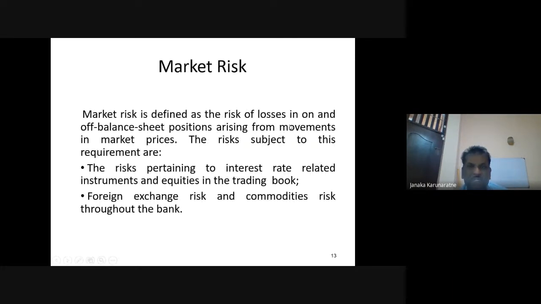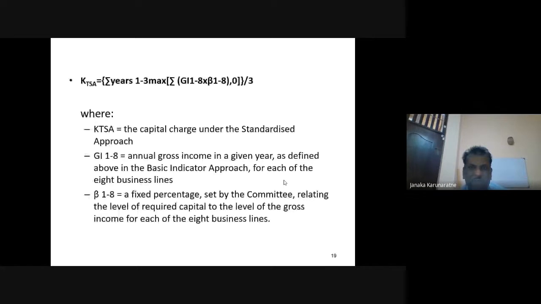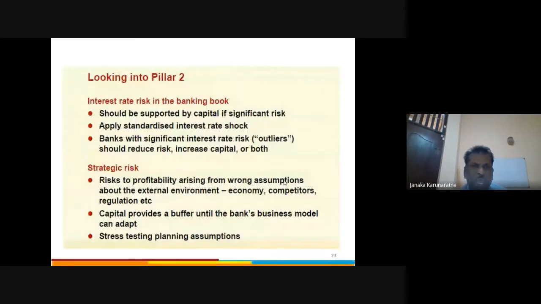Market risk is also in the open sheet. Interest rate risk related to the trading book and equity trading book. There may also be interest rate risk arising from the banking book. Even that should be supported by capital if significant. Even if it is in the banking book, not captured in the market risk of Pillar One, if the bank feels it is significant, then you should have capital. Apply a standardized interest rate shock. Banks with significant interest rate risk outliers should reduce risk, increase capital, or both.